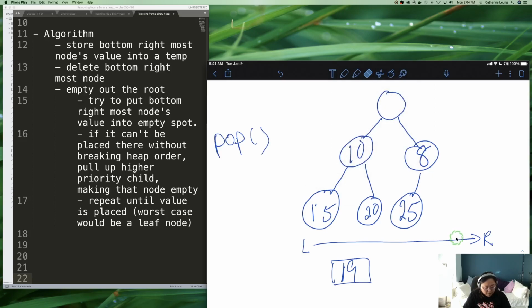Can I put 19 into here? No, because both 8 and 10 are higher priority. So I'm going to move the 8 up into the root. Oops.